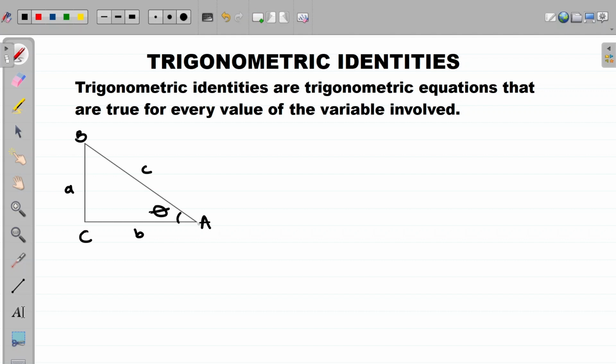the side opposite to the angle is known as the opposite side. So side small letter a is known as the opposite side. Also, the side adjacent to the angle is known as the adjacent side. So the side small letter b is known as the adjacent side. And the longest side of the right angle triangle, or the side opposite to the right angle, which is 90 degrees, is known as the hypotenuse side.